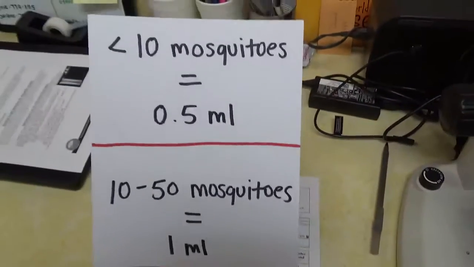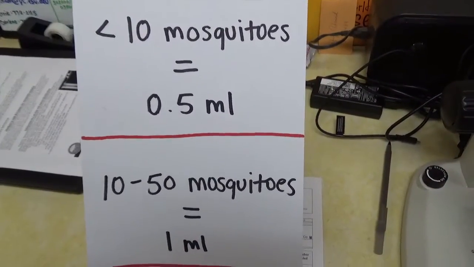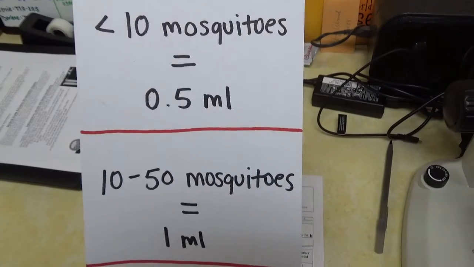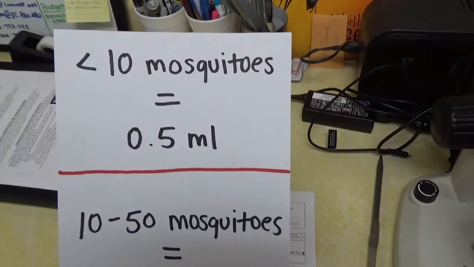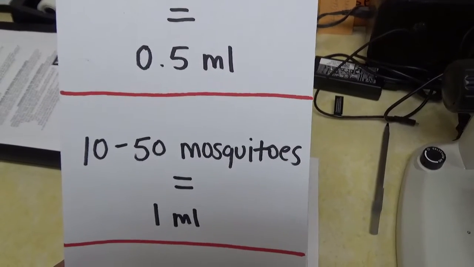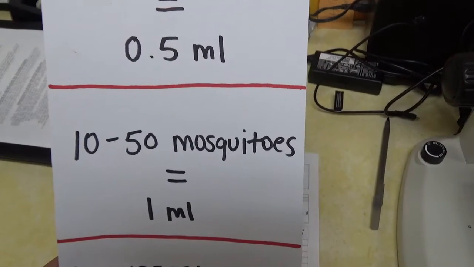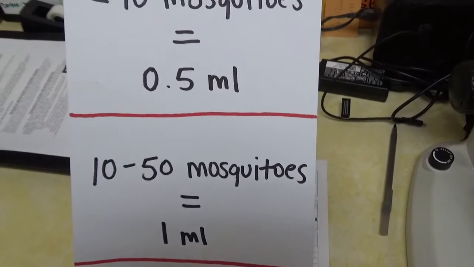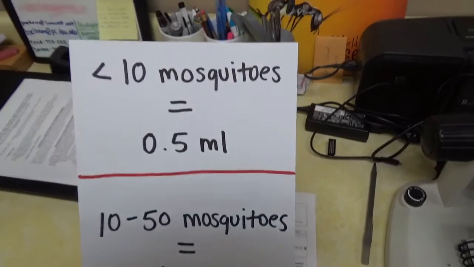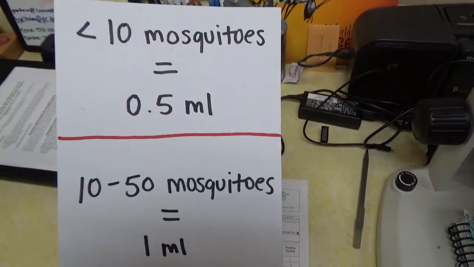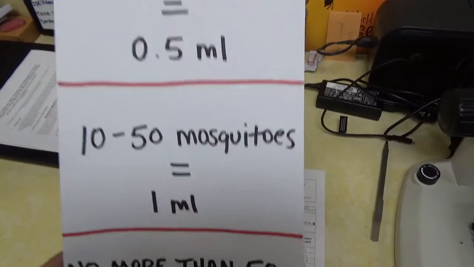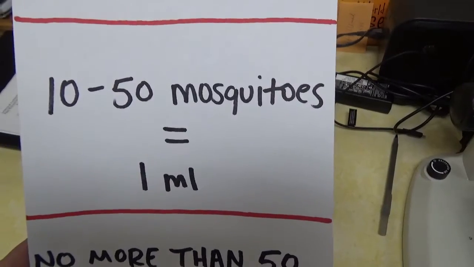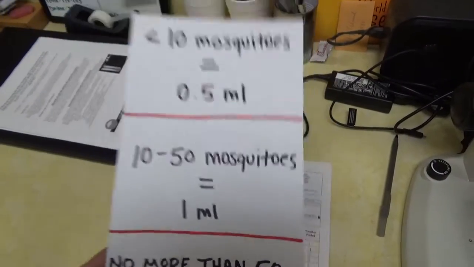And here's how much solution that you'll put in the vial depending on how many mosquitoes you have. If you have less than 10 mosquitoes, you'll put ½ milliliter. And anywhere between 10 and 50 mosquitoes, you'll put 1 milliliter. Typically, you probably won't have more than 10 mosquitoes of the Zika kind in your site locations, but if it happens, just use this solution measurement here.